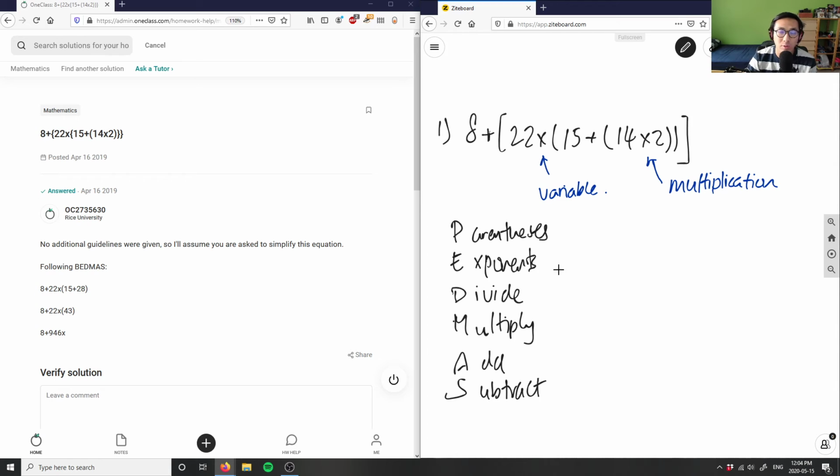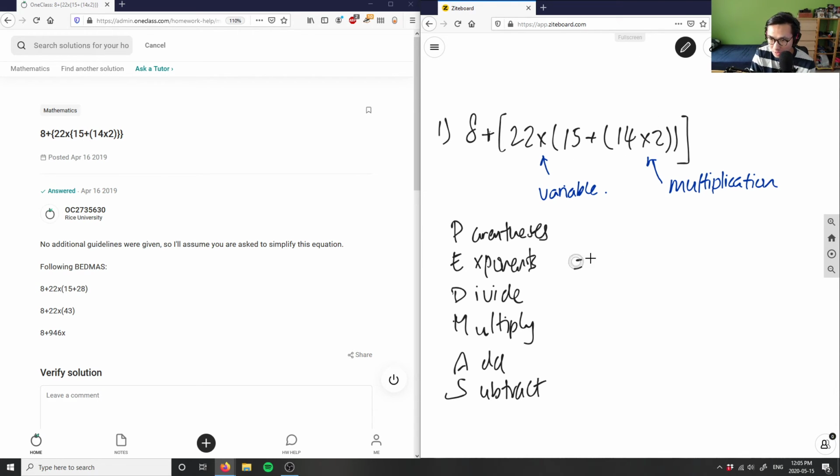In this case, we have a lot of brackets. When we have a lot of brackets, I visualize it as an onion. We want to peel it from the inside and work our way out to the outside. So I'm working from the inside, and I only have parentheses here, so I'm going to solve the inside parentheses first.